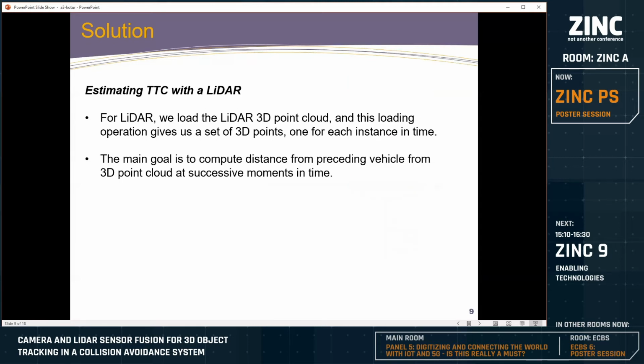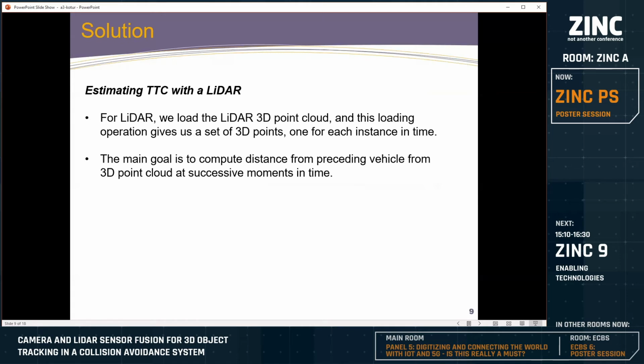For LiDAR, we loaded the LiDAR 3D point cloud, and this loading operation gives us a set of 3D points, one for each instance in time. The main goal is to compute distance from preceding vehicle from 3D point cloud at successive moments in time.